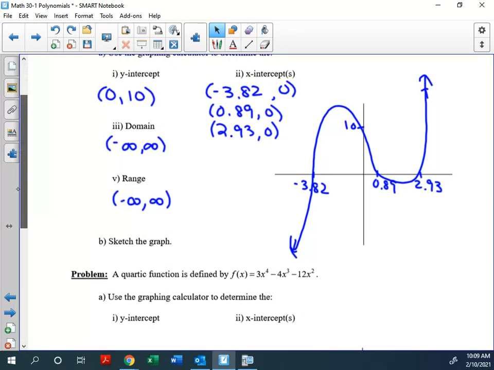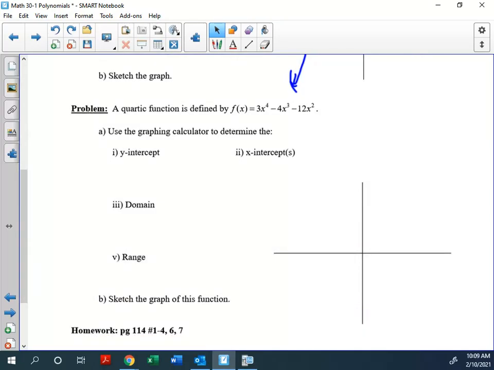Pretty easy? Pretty simple. Okay, so why don't you guys do this one by yourself? Start to finish.